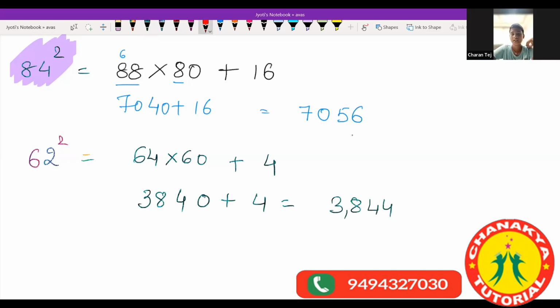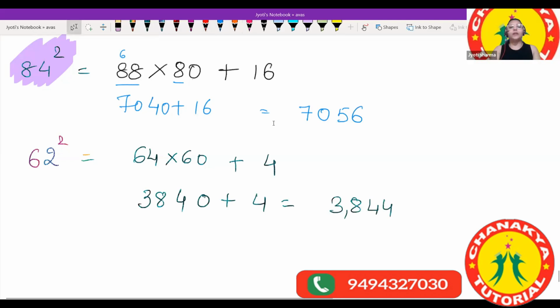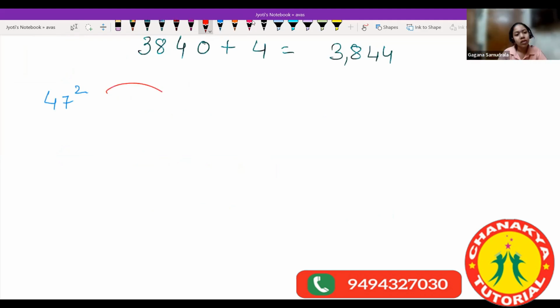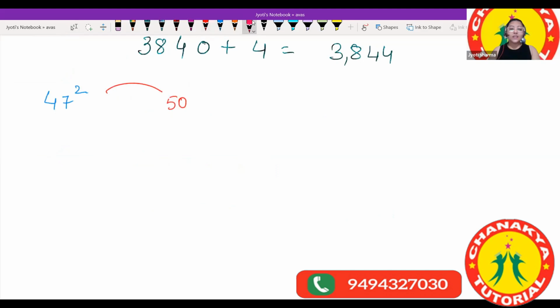Ma'am, if it's 66, we have to take 70, right, ma'am? Both. You can take both. Okay. Now let's come to that part. Let's say I have 47 square. So now the nearest 10 of 47 is what? 50. So ma'am, if you see this time, my 47 is less. How much? 3, ma'am. Okay. It is 3 less.